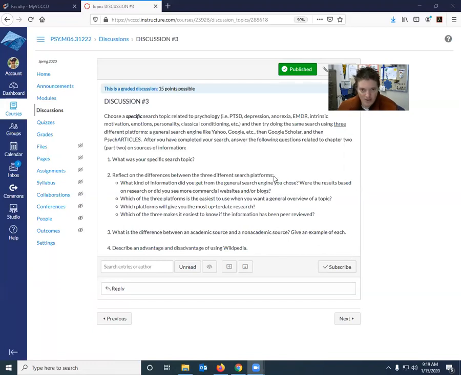You don't have to describe or read necessarily the articles that come up with your search. You're just focusing on different searches, different types of information, and how you can get at them depending on where you search. So I look forward to reading your responses for this week's discussion.